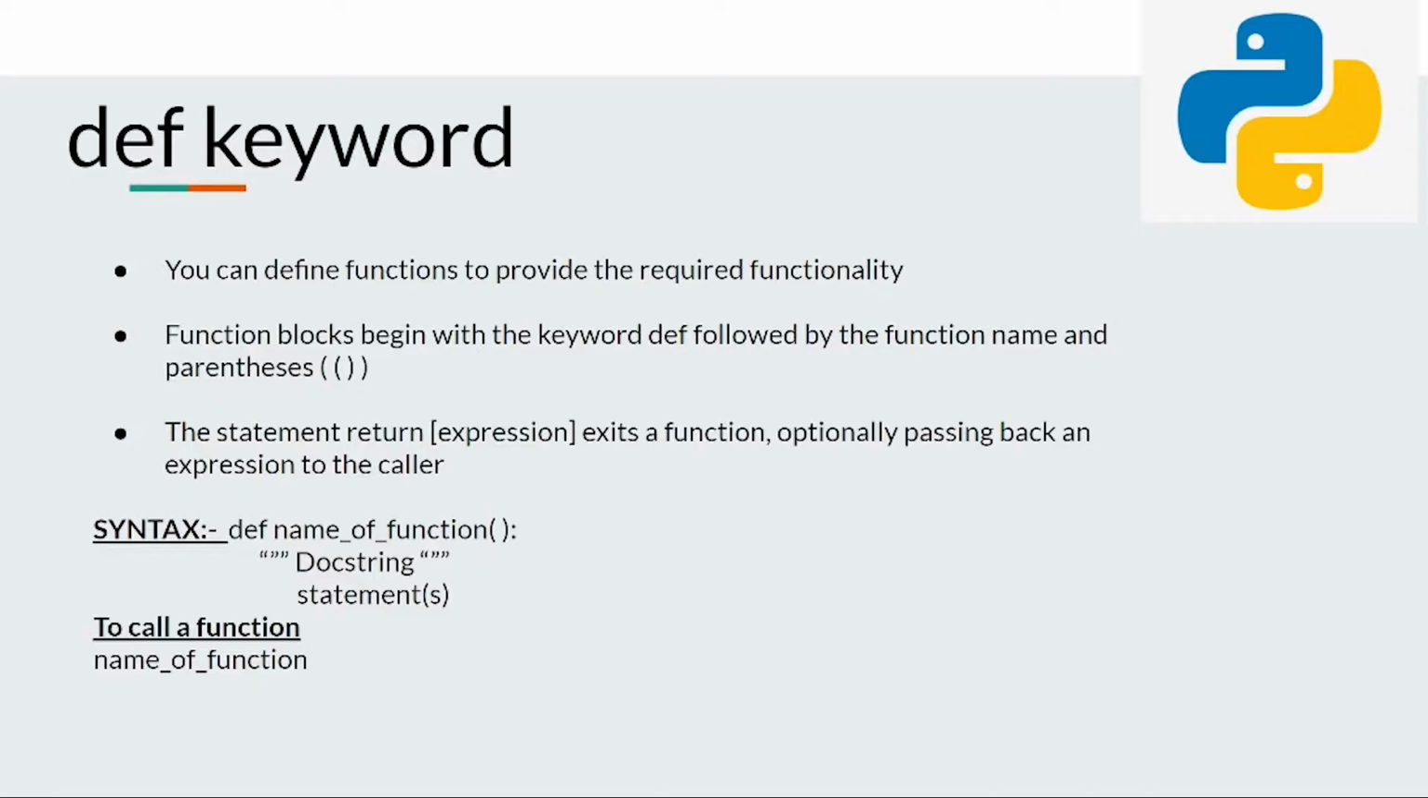This is the syntax for the def function, where you have def, the name of the function, parentheses, and on the next line you have the doc string. Doc strings are represented with triple quotes and explain what exactly the function does. The next line is followed by statements. And to call a function, you just have to specify the name of the function, which is represented after the def keyword.